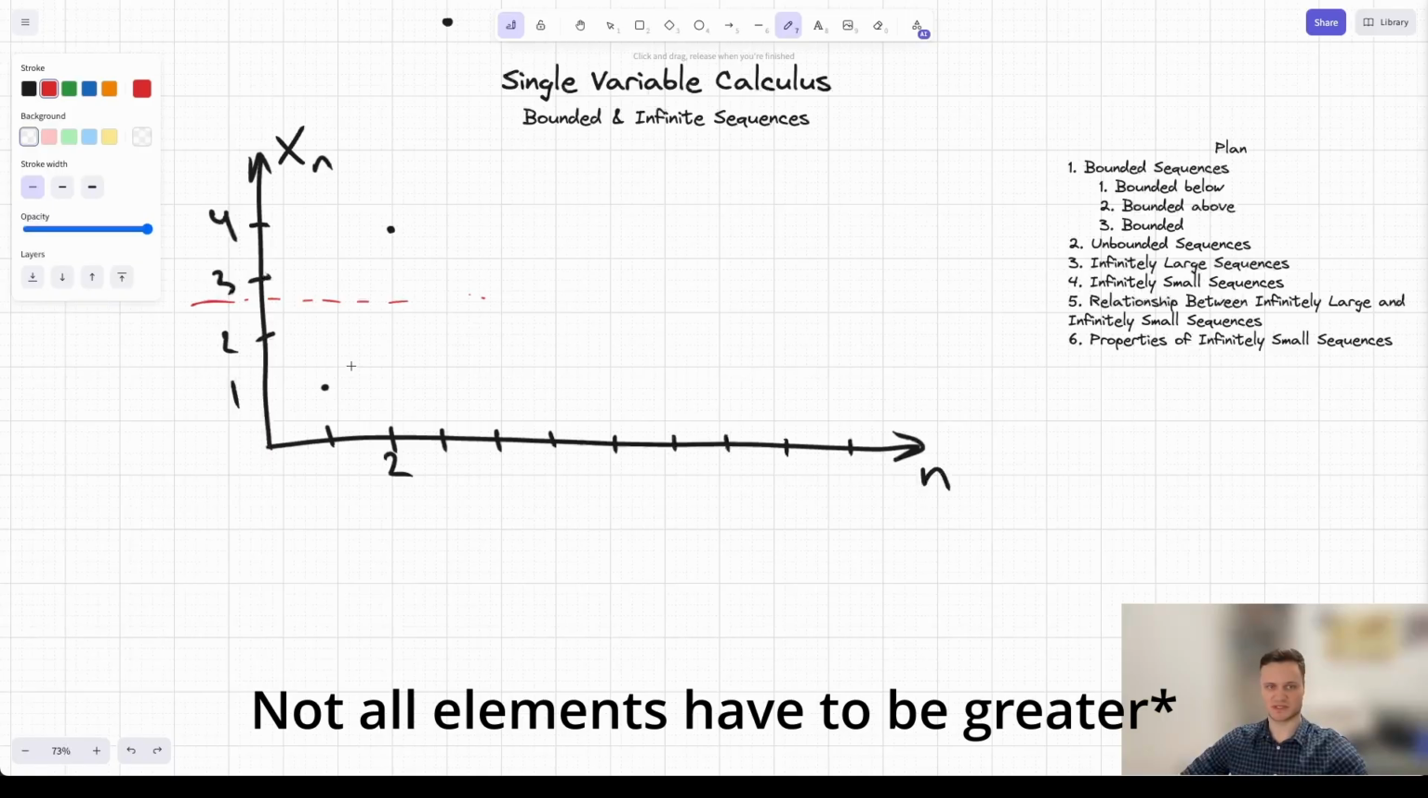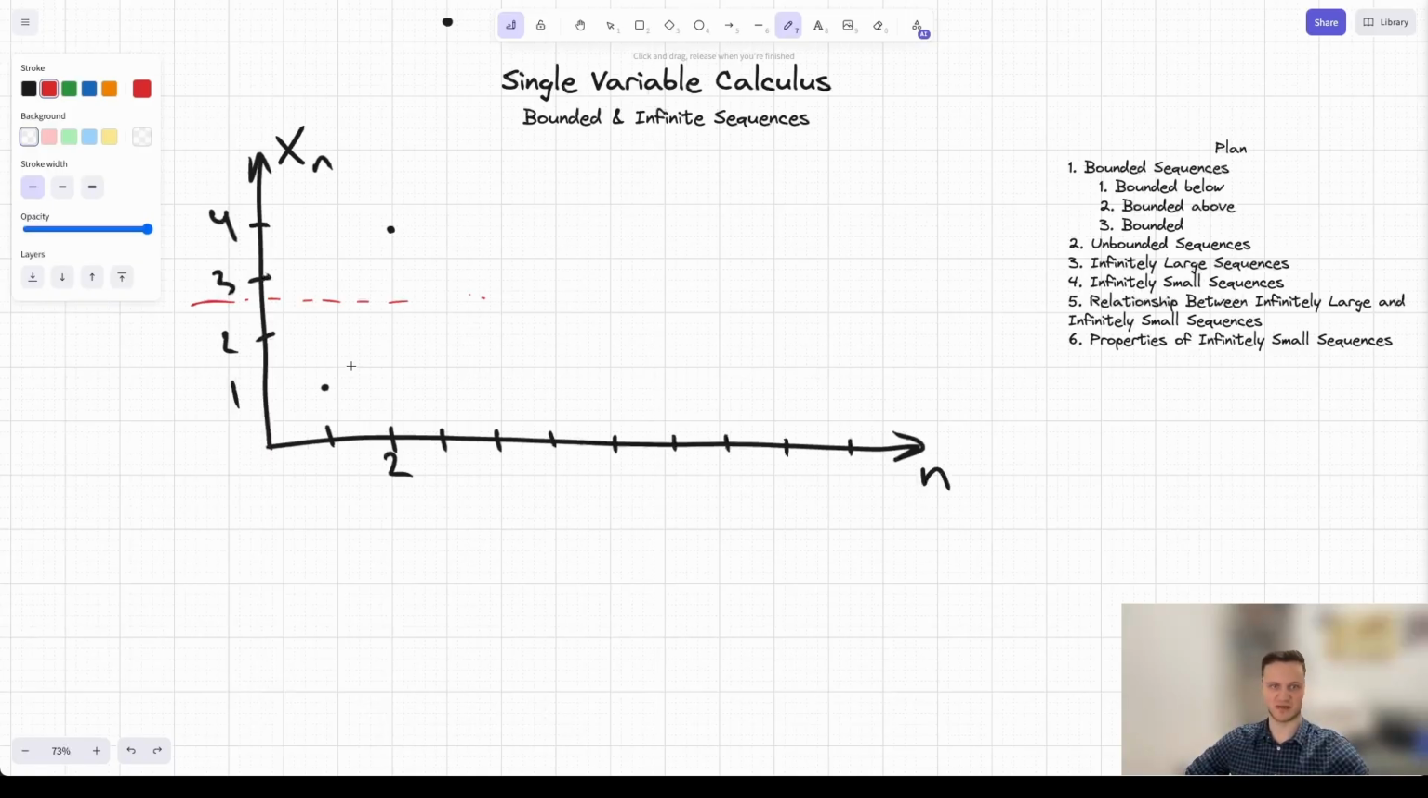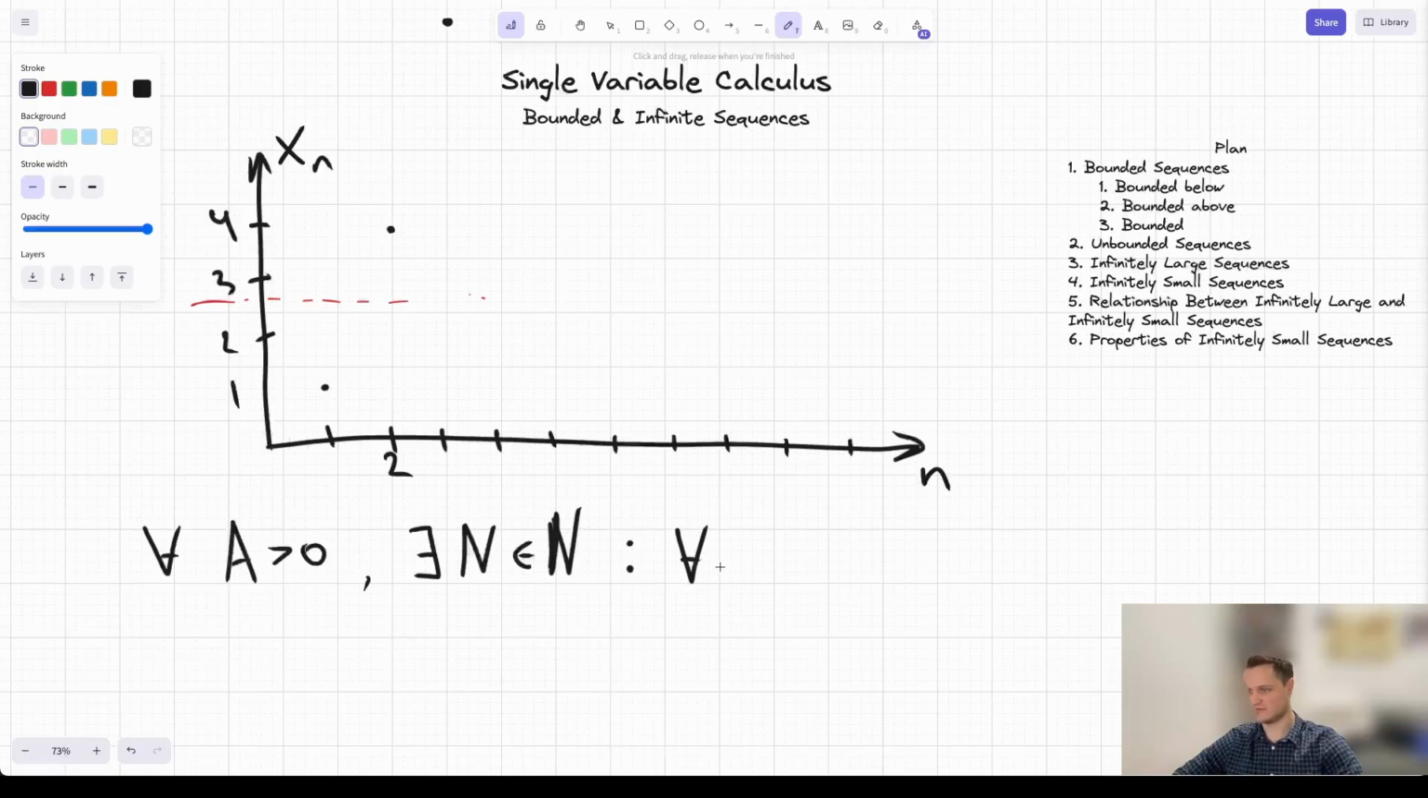Note, not all elements have to be greater than this value of a, just all subsequent ones starting from some point. We can see that the first element is below this arbitrarily chosen a, while starting from the second element, all consecutive terms are going to be above it. The mathematical notation is the following. For any arbitrarily chosen positive value of a, there exists an index N, capital, such that for every index after this, the absolute value of the term is larger than a.